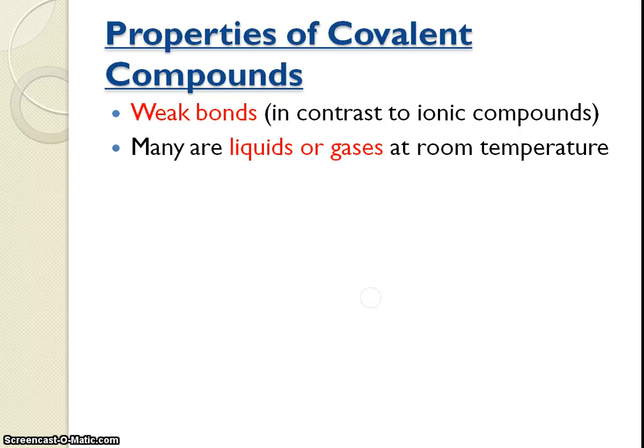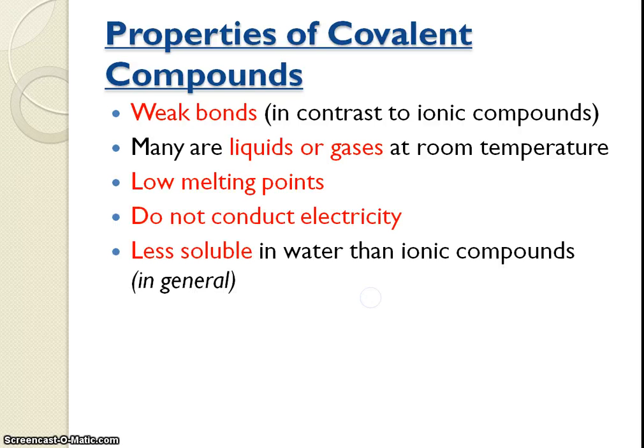And the last thing for today are just the properties of covalent compounds. And what's in red is what you should memorize. The good news is they're pretty much the opposite of ionic. So if you know what ionic compounds are, just flip around the properties and now you have covalent. So there tend to be weaker bonds, liquids or gases, they have low melting points, they do not conduct electricity well, and they're not soluble, which means they can't really dissolve in water, as well as ionic compounds.